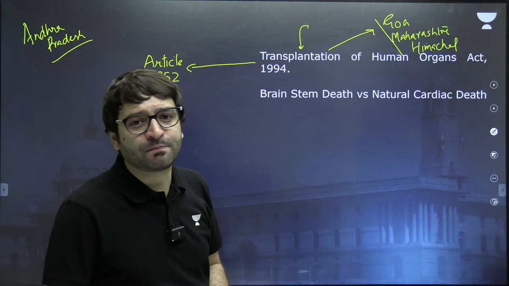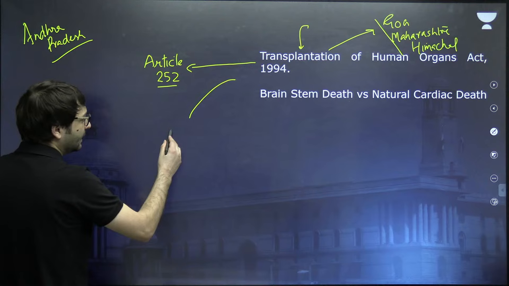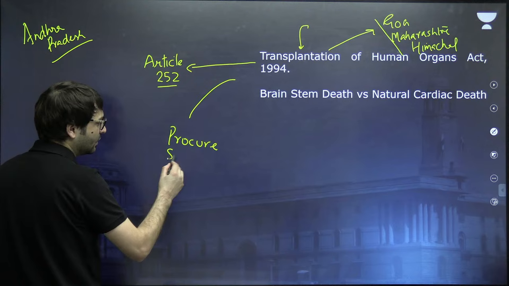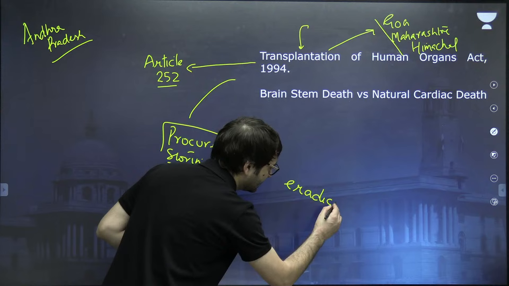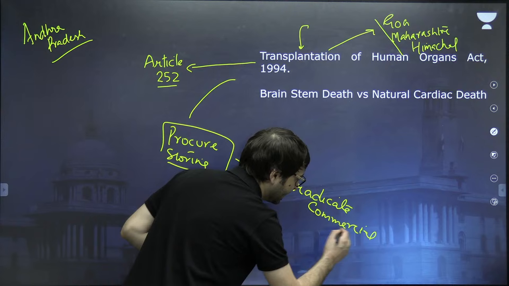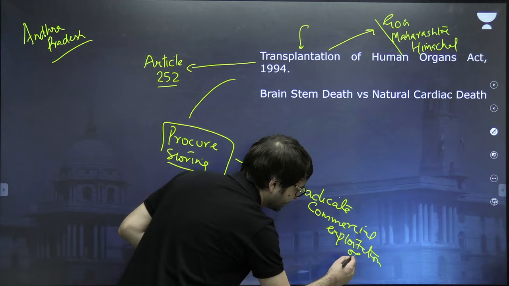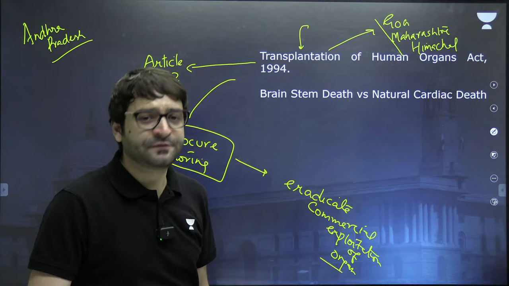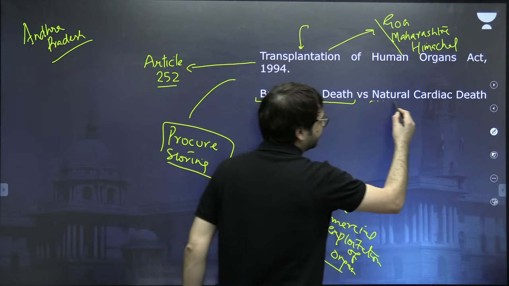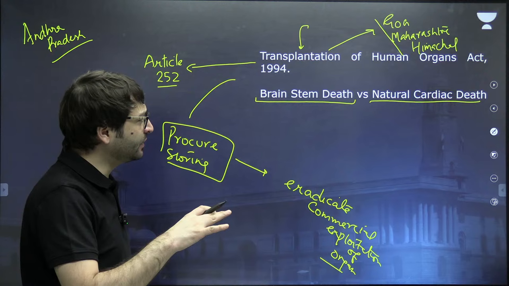This is the law which was passed. Why? To ensure the process for procuring, storing, and then transplanting these organs so that we can eradicate what? Commercial exploitation of organs. That is the purpose of this law. In fact, organ donation can be through brain stem death or through natural cardiac death.